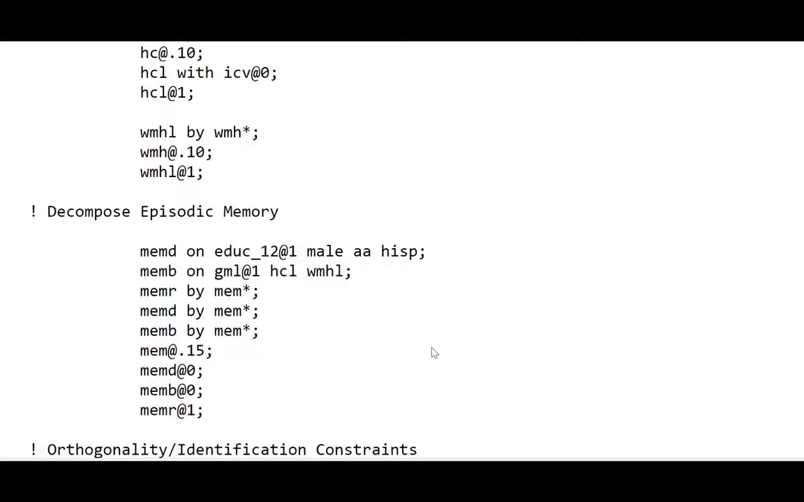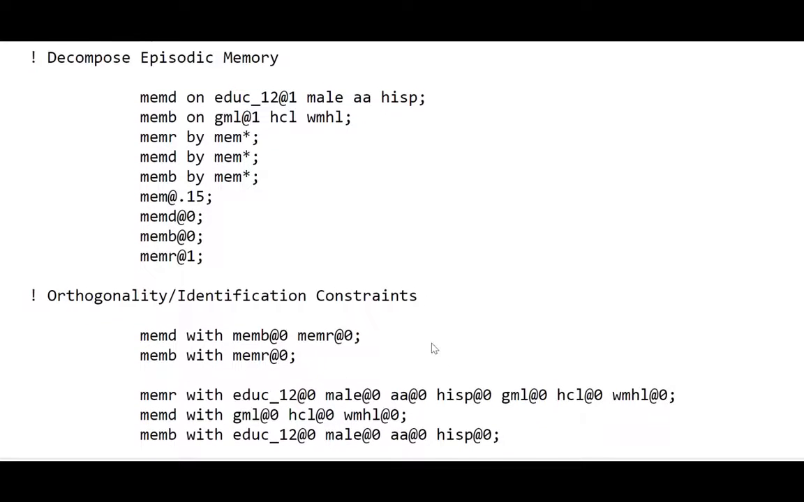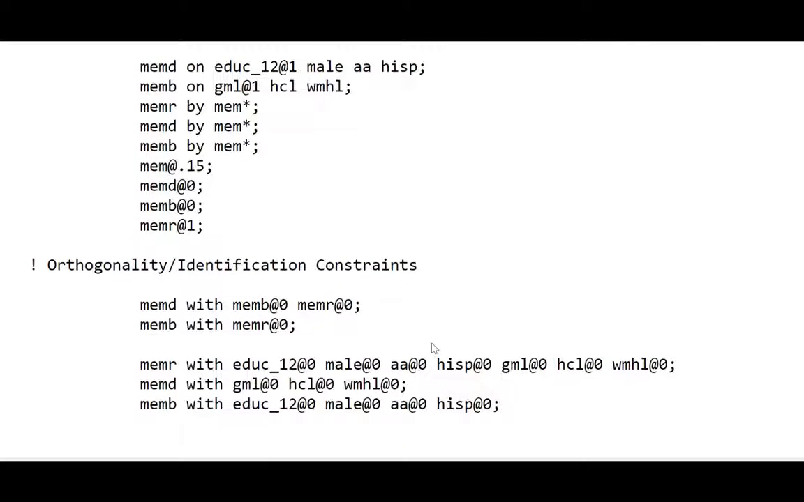And I'm a little confused. This is not formative, it's reflective. But I thought we set MEMD and MEMB at 0 because they're reflective. They're formative. In order to identify the model, their residual variances have to be 0. Yeah. They're formative because things go into formative. Yes, they don't cause it. Right. Other than that.